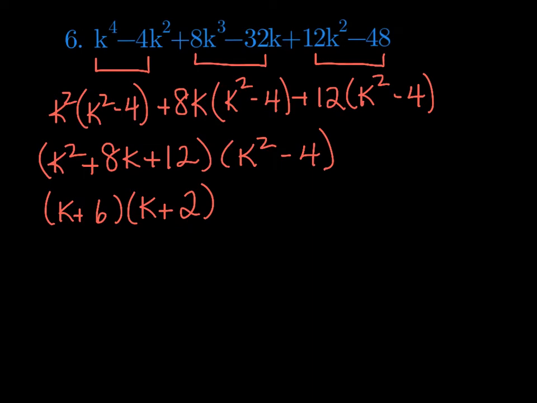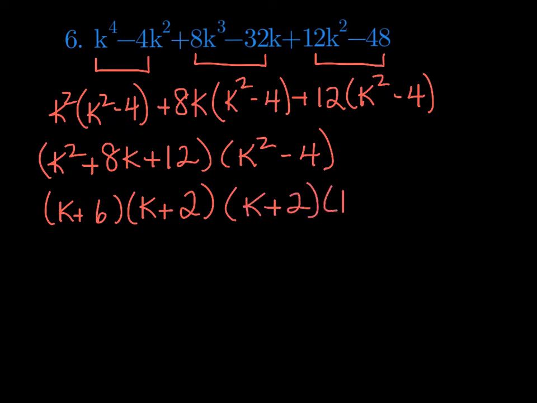Now the other thing I need to look at is the second set of parentheses here, and I look at that and I say, oh, well, wait a minute, that's a difference of squares. So k plus 2 and k minus 2.